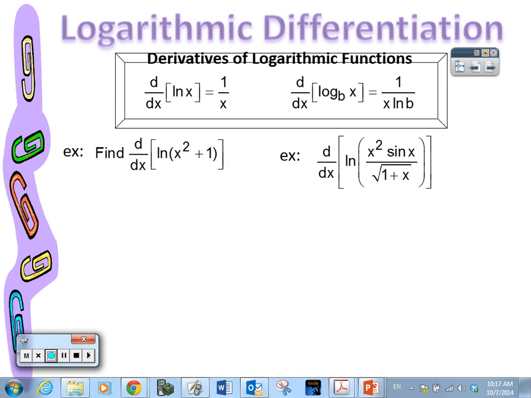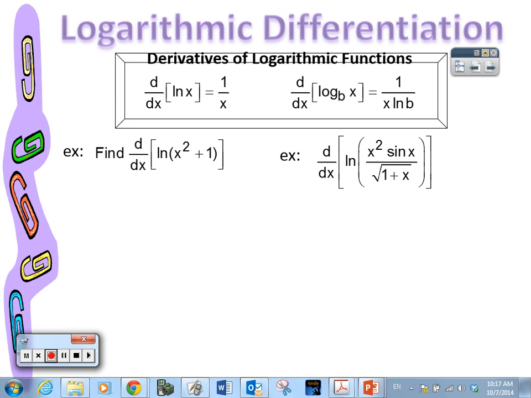All right, so let's take a look at today's lesson. We're going to be looking at logarithmic differentiation, but first let's go back and talk about what derivative rules and techniques we have learned so far. So we've learned the power rule. That was one of our first rules that we learned. Pretty comfortable with that by now.